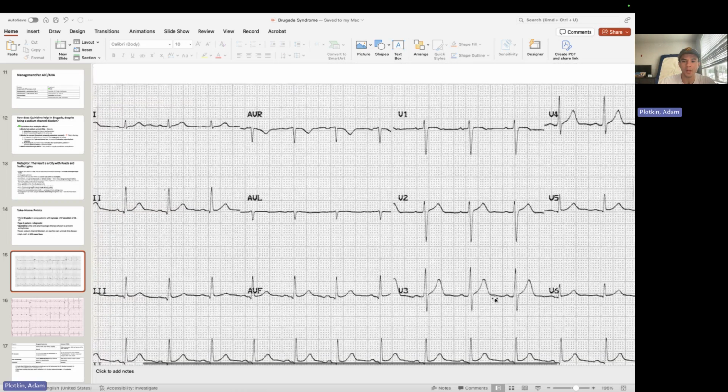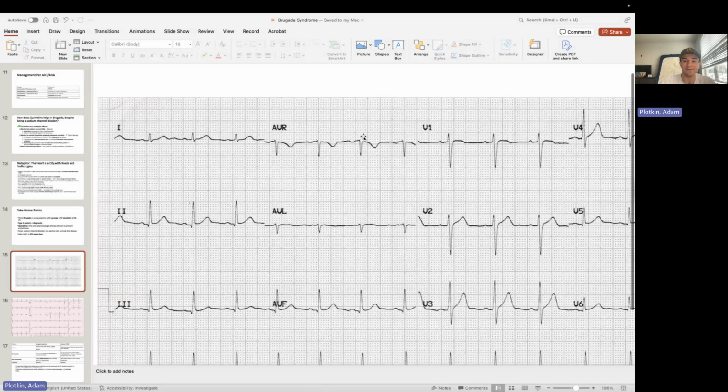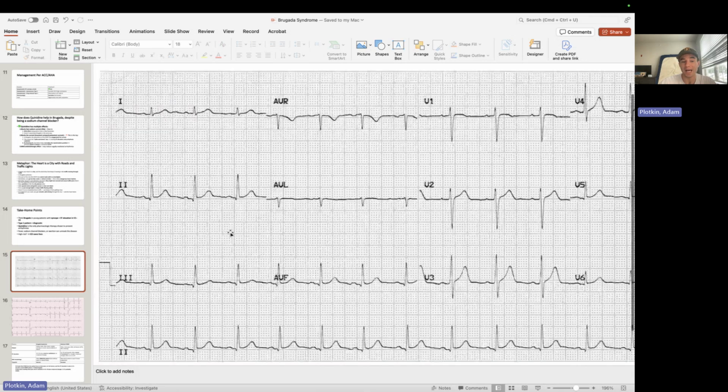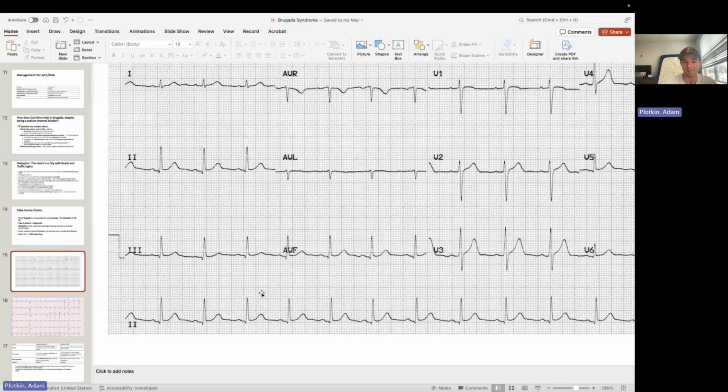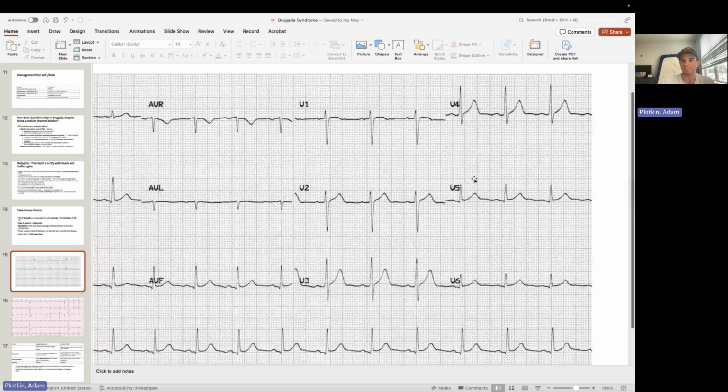They're all looking good. My T waves can be inverted in AVR. They can also sometimes be inverted in V1, so I'm not worried about that. Sometimes I get a little bit worried if I see flat T waves or inverted T waves, because those could be signs of ischemia or subendocardial ischemia. And I'm not seeing anything here.